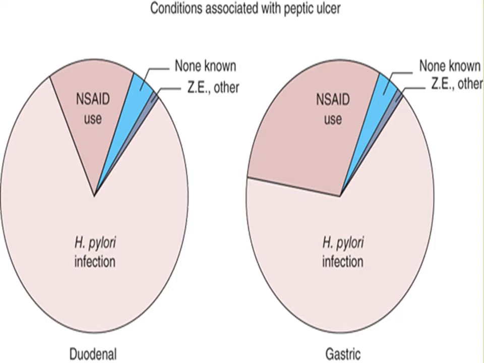So this slide is showing the various causes which cause peptic ulcer disease. Just see the leading cause, that is H. pylori infection, followed by NSAID use. Then come a few other causes that are not shown here, especially cigarette smoking, that is very important.